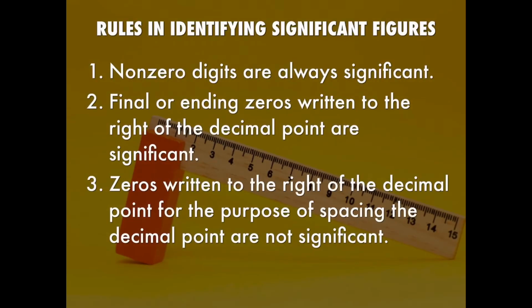There are rules in identifying significant figures. Number 1. Non-zero digits are always significant. Number 2. Final or ending zeros written to the right of the decimal point are significant. Number 3. Zeros written to the right of the decimal point for the purpose of spacing the decimal point are not significant.